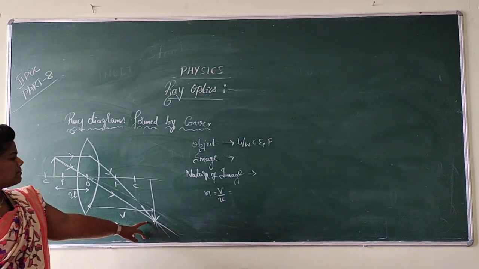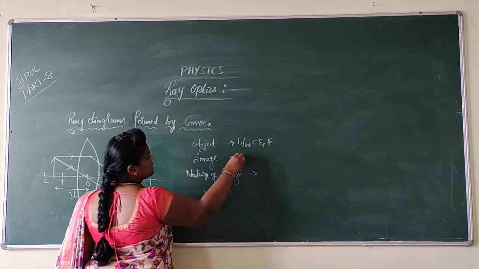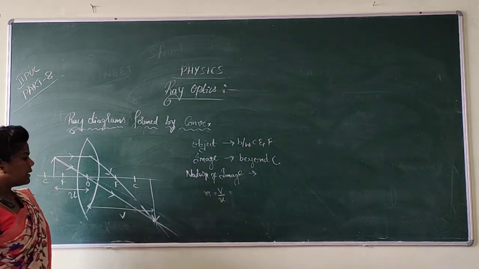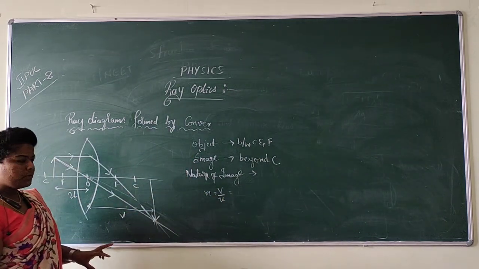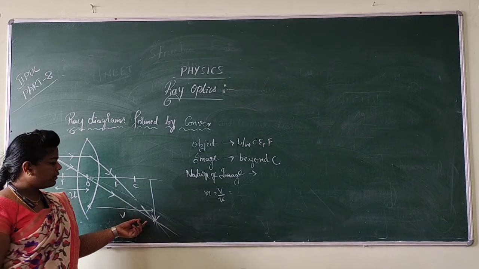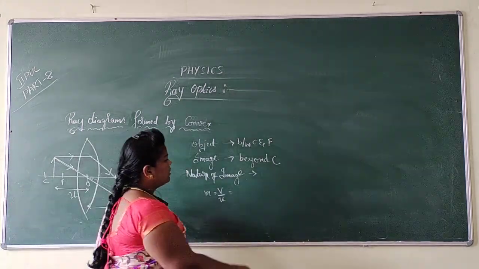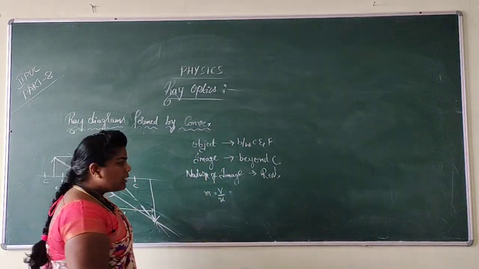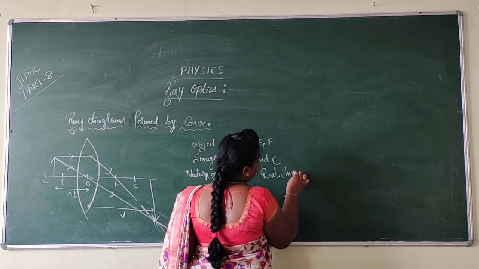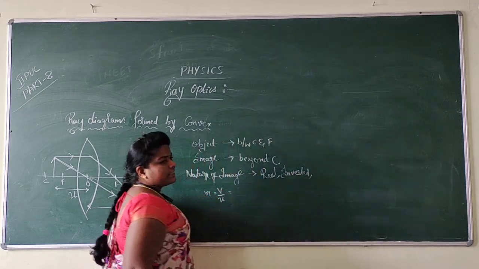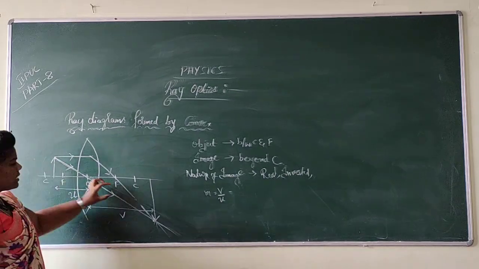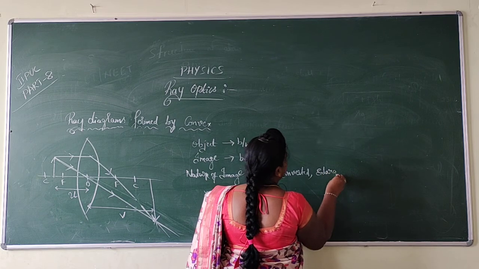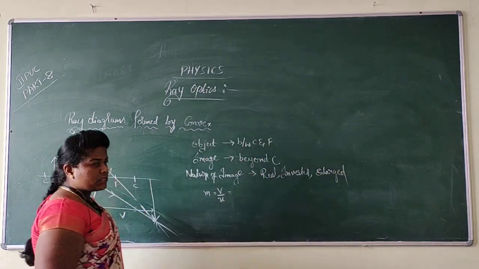Observe carefully, where is the image formed? Image is formed beyond C. What is the nature of the image? Observe carefully. After refraction, rays of light are going to meet at a point. So we can say that a real image is formed, as well as the image is inverted. Let us see whether it is diminished or enlarged. The size of the image is enlarged. So write it as enlarged. Yes, this is the nature of the image.